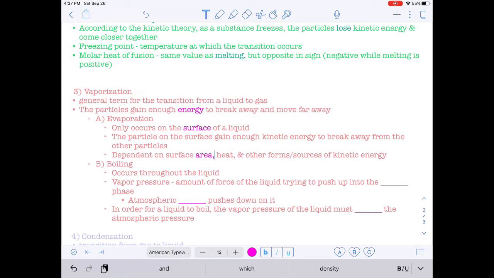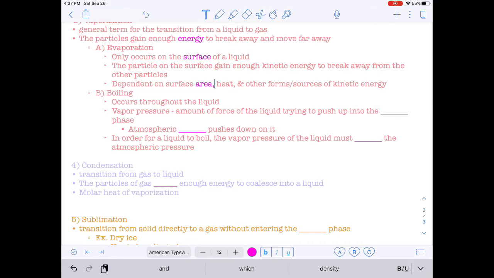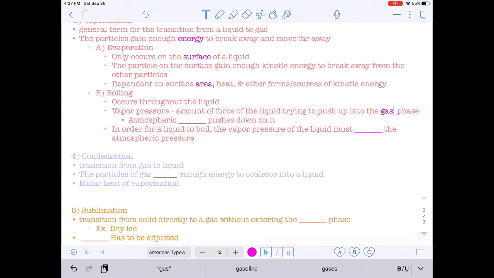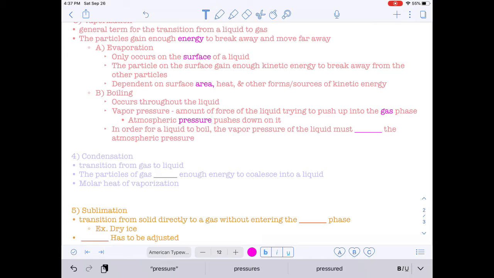The second type of vaporization we're going to be talking about is boiling, and that occurs throughout the liquid. So first let's start by talking about vapor pressure. So vapor pressure is the amount of force of the liquid trying to push up into the gas phase. So atmospheric pressure pushes down on this liquid, per se, right? So vapor pressure has to exceed this atmospheric pressure in order for it to become a gas, right?